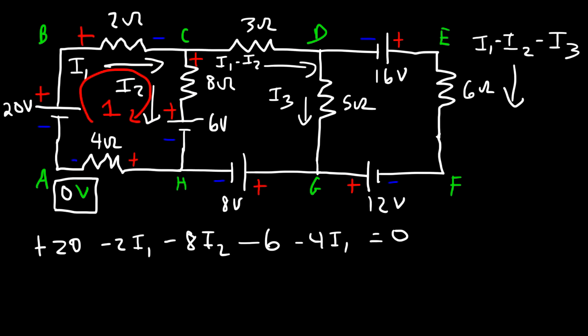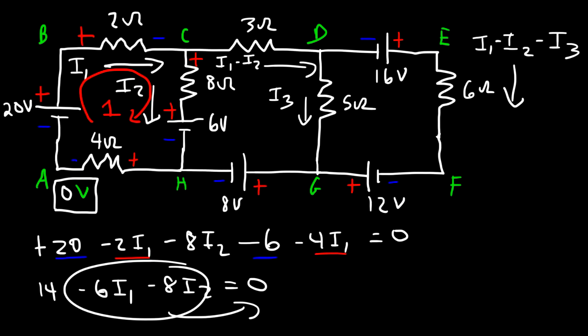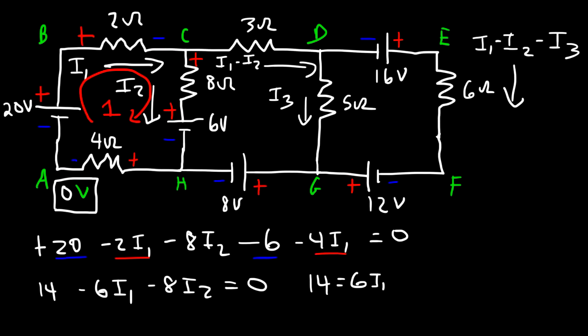So let's combine like terms. We have 20 minus 6, which is 14. And then we can combine negative 2 I1 minus 4 I1. And that's going to be negative 6 I1 and then minus 8 I2. So I'm going to take these two terms and move it to that side. And so that gives me 14 is equal to 6 I1 plus 8 I2. Now I'm going to divide everything by 2. So it becomes 7 is equal to 3 I1 plus 4 I2.